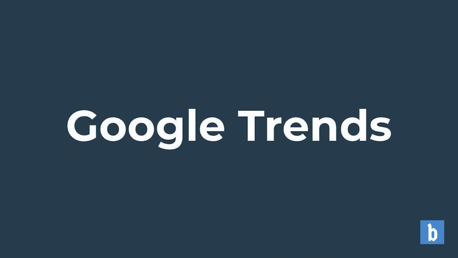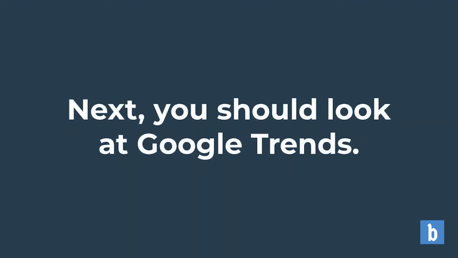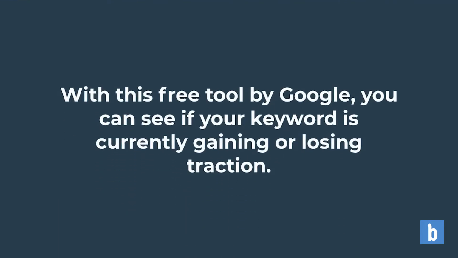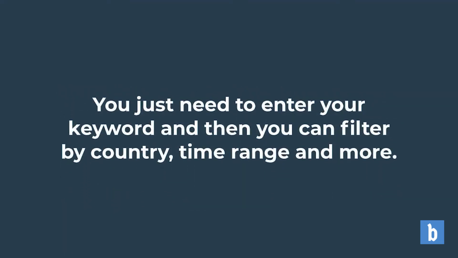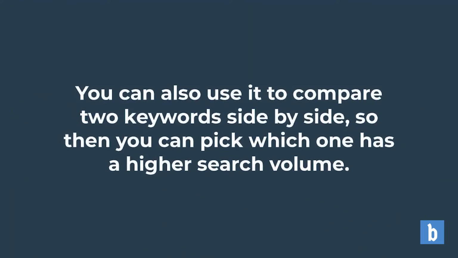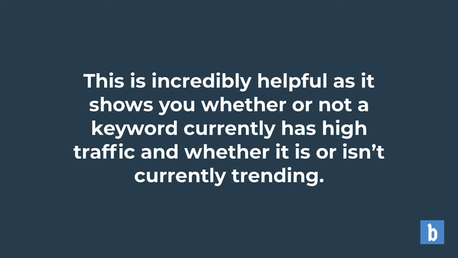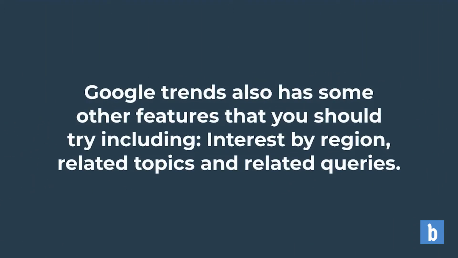Google Trends. Next, you should look at Google Trends. With this free tool by Google, you can see if your keyword is currently gaining or losing traction. You'll just need to enter your keyword and then you can filter by country, time range, and more. You can also use it to compare 2 keywords side by side, so then you can pick which one has a higher search volume. This is incredibly helpful as it shows whether or not a keyword currently has high traffic and whether it is or isn't currently trending. Google Trends also has some other features that you should try, including interest by region, related topics, and related queries.